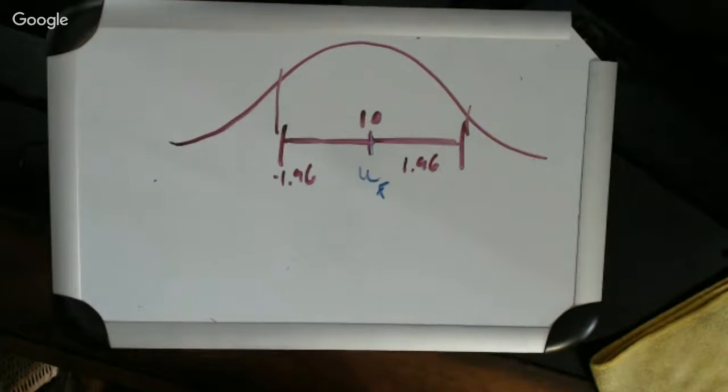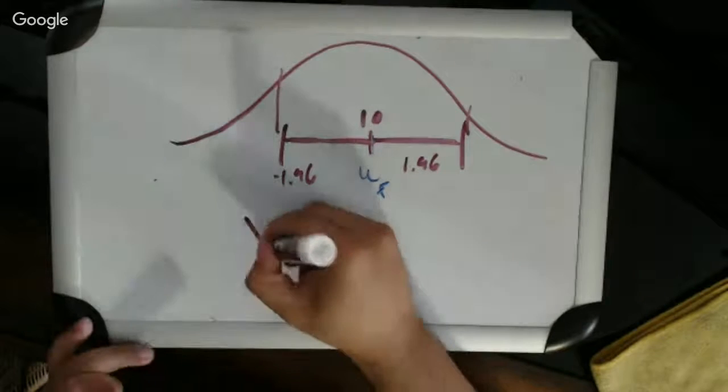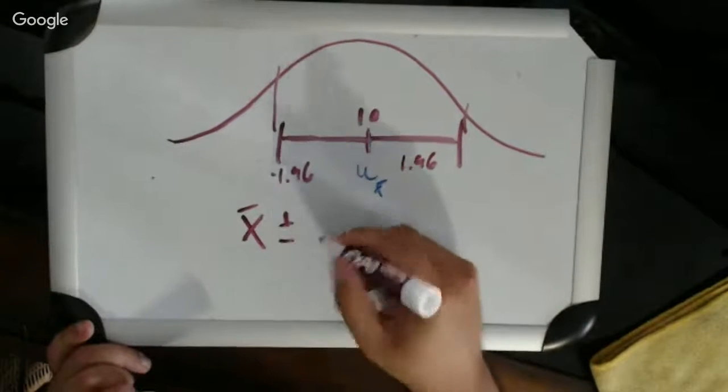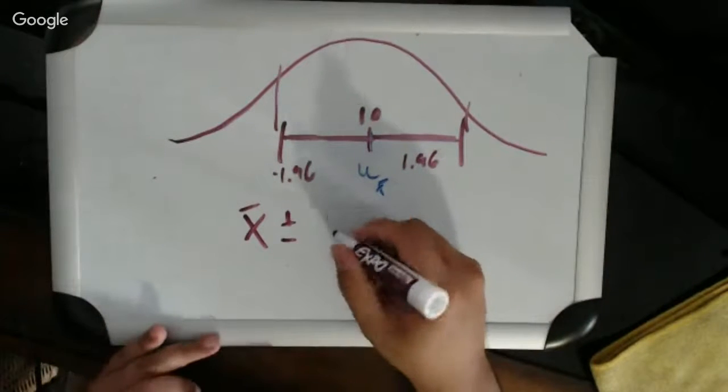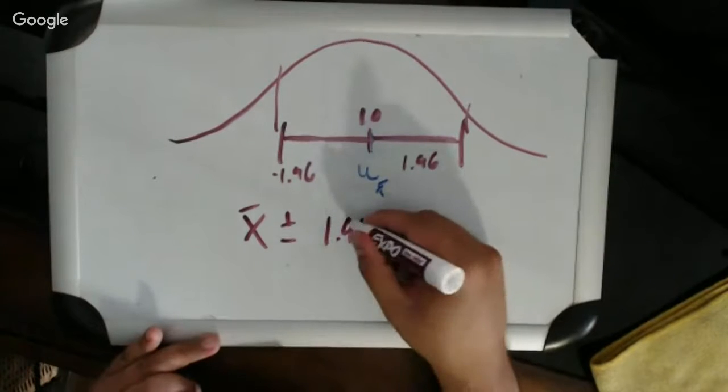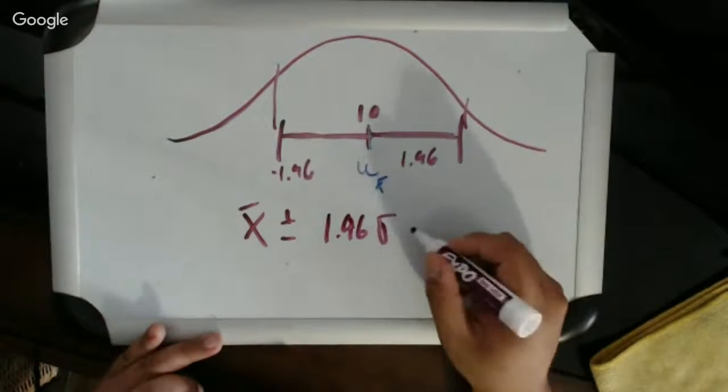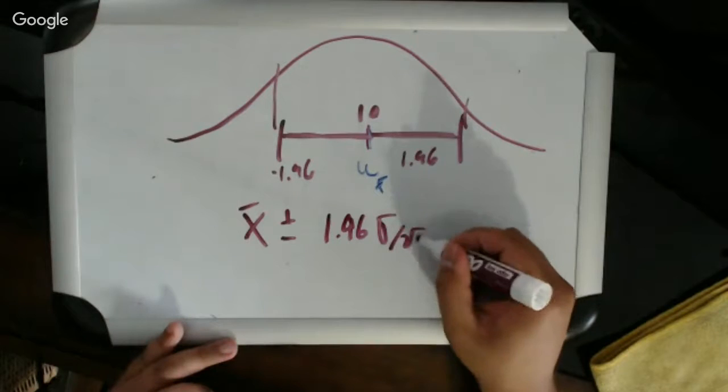We're taking a sample. So we're going to take our sample, plus or minus, let's say in this case we know sigma, 1.96, because we care about 95%, times sigma over the square root of n.